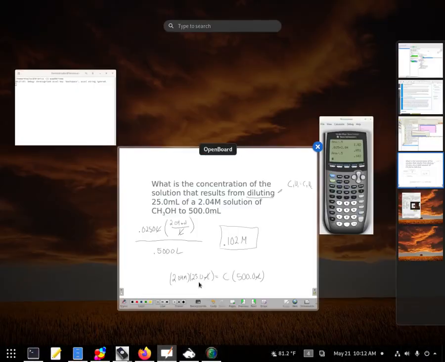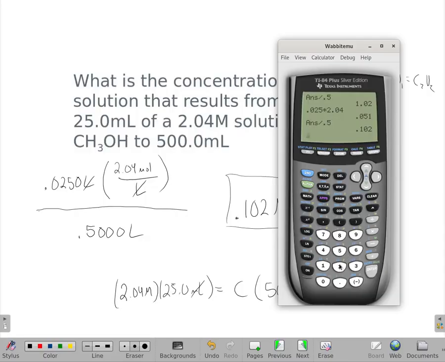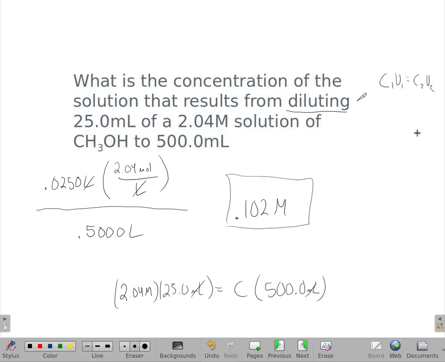So I don't have to convert the units this way. And technically, we're doing the exact same calculation. 2.04 times 25 divided by 500. Still gives us the 0.102. But dilutions can be quicker if you remember that C1V1 equation.